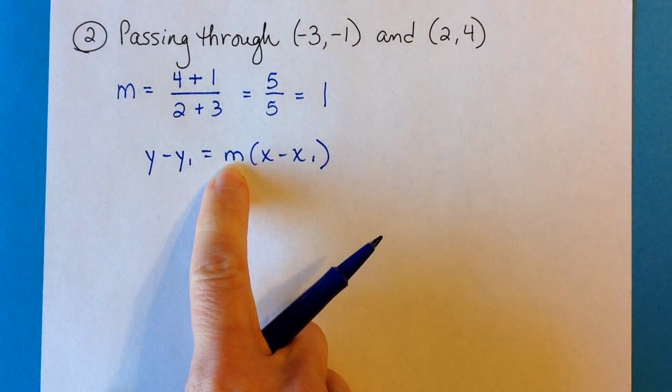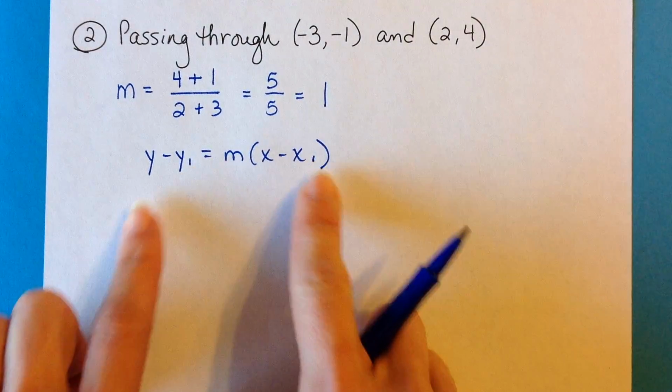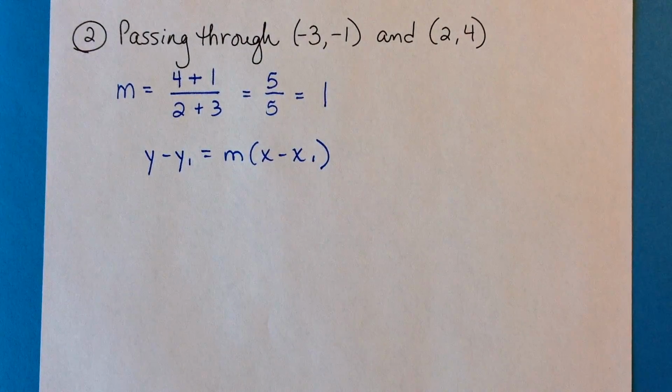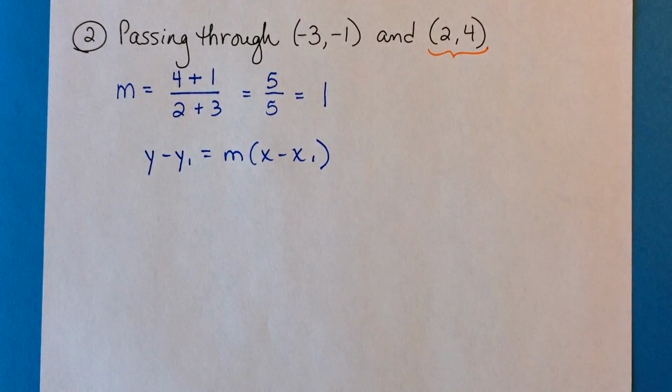Okay, so I know what to substitute here. That would be my slope of 1. Now your x sub 1 and y sub 1, remember, is any point on the line. You actually have 2 points here. You get to choose which one you want to use. It doesn't matter. I'll just use this second one here. You can use the first one and you should get the same answer that I get.